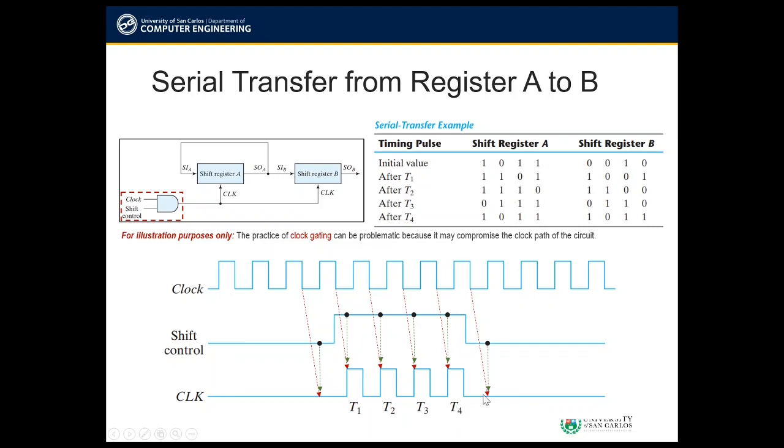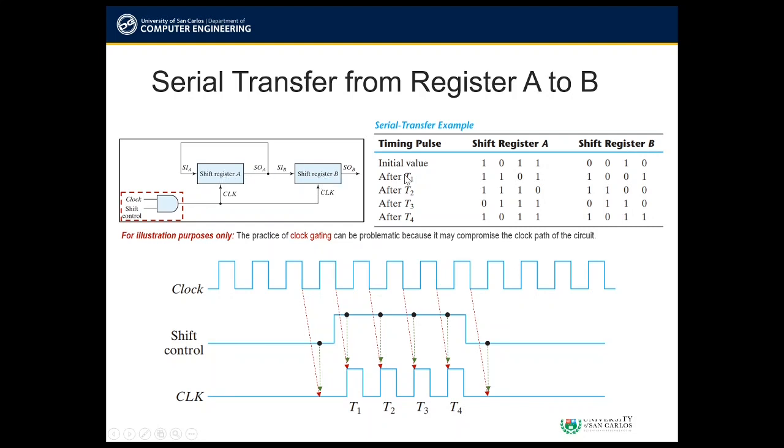After which, the clock is back to 0 again because the shift control is now 0. With this particular scenario, with 4 clock pulses, this CLK clock would be in charge of synchronizing the shifting of registers A and B.